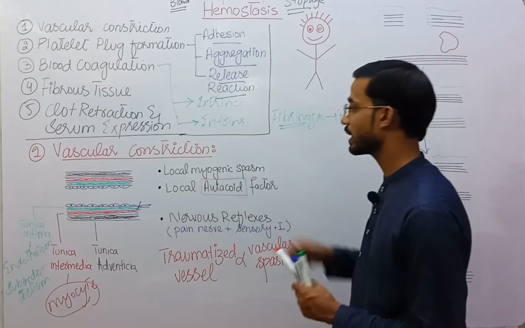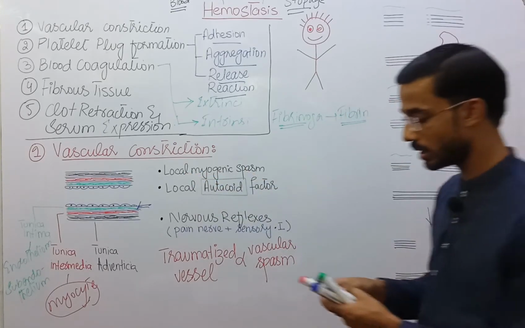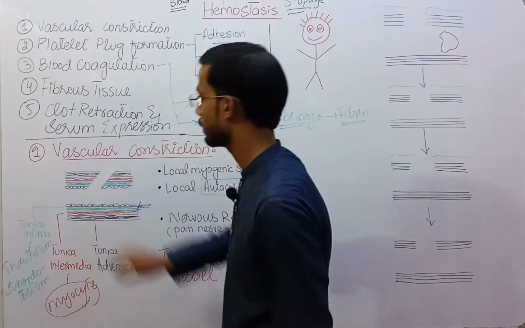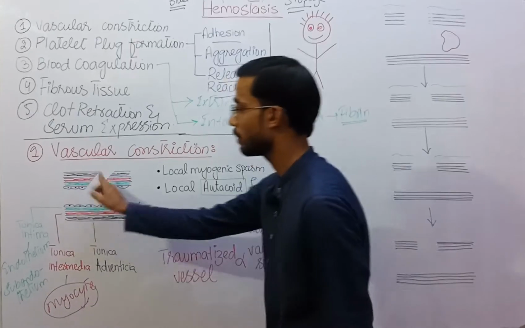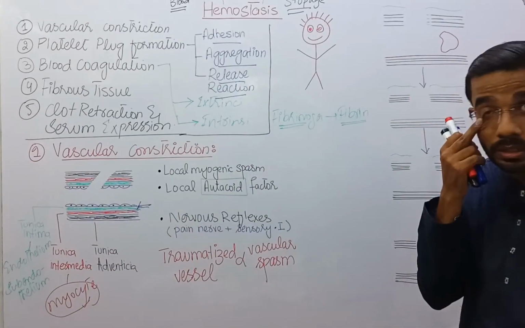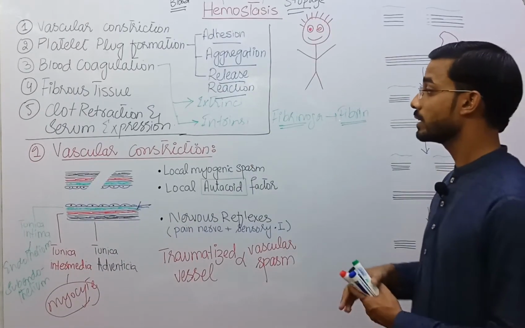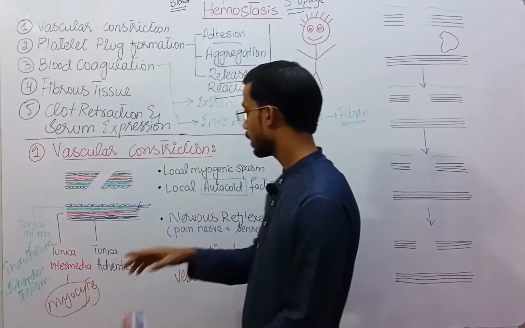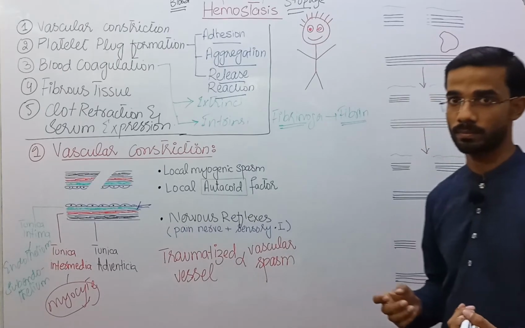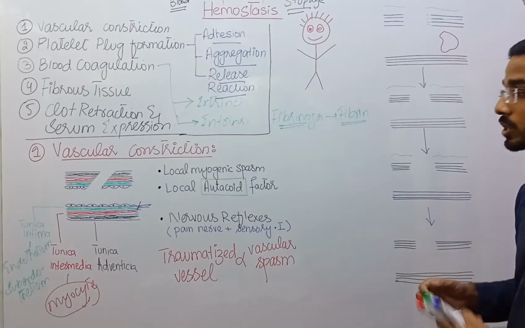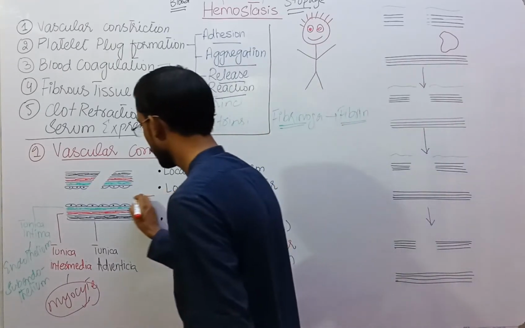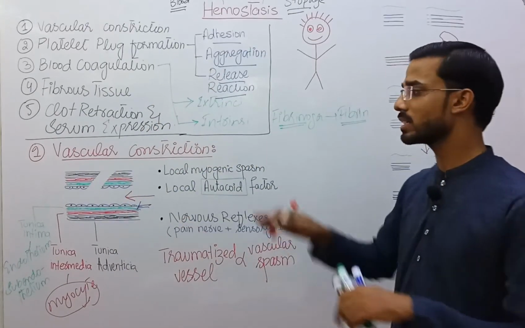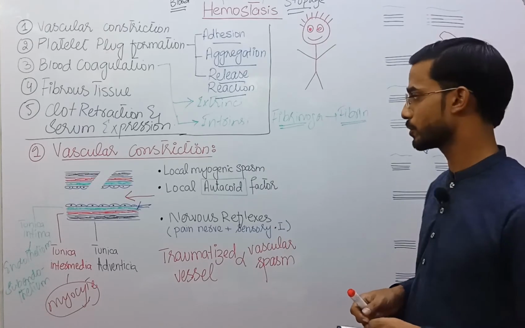First, local myogenic spasm. When injury occurs, this is the injured blood vessel. After the injury, the muscles present in the vessel wall contract, or spasm occurs, due to which the flow of blood to the injured site is reduced and the surrounding blood vessels also constrict.